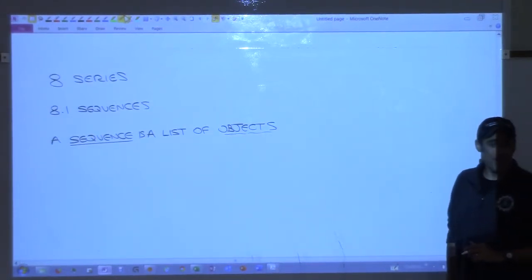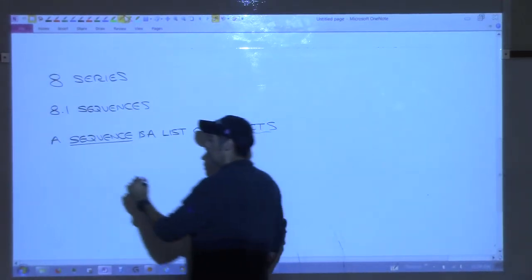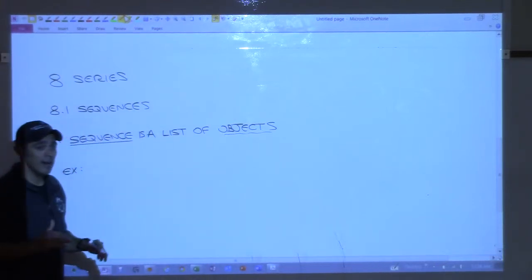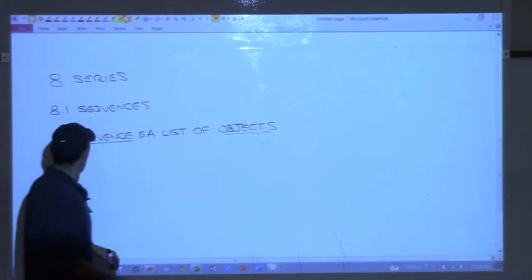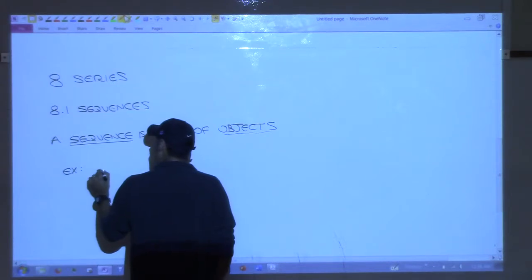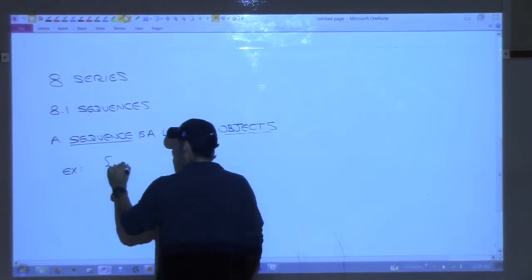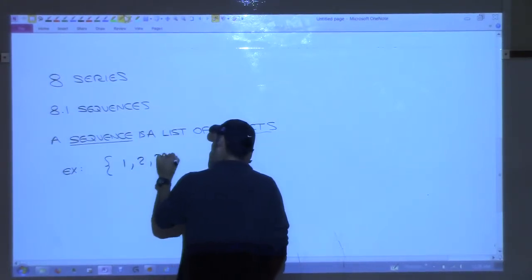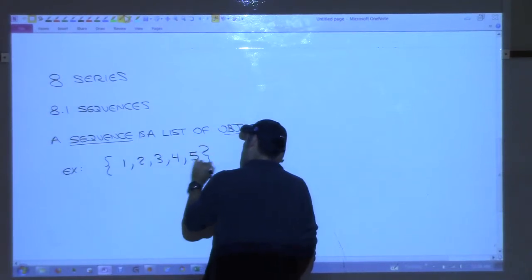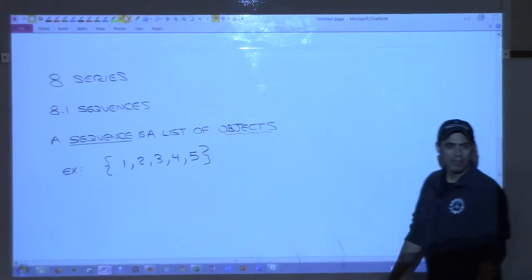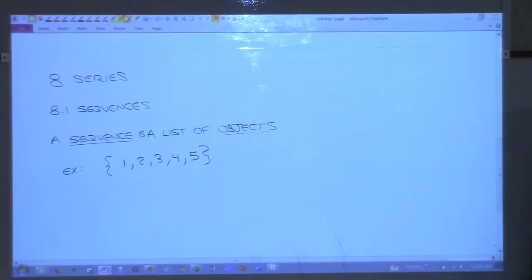So let me give you some examples of sequences. We are going to focus primarily right now on numbers only, all right? So here's a sequence of numbers. The way we write these out is we use a brace, because it's a list. We use a brace, and then we start putting in the numbers. So 1, 2, 3, 4, 5. I get real sloppy with the brace, okay? So there it is. There's a sequence of numbers, right?